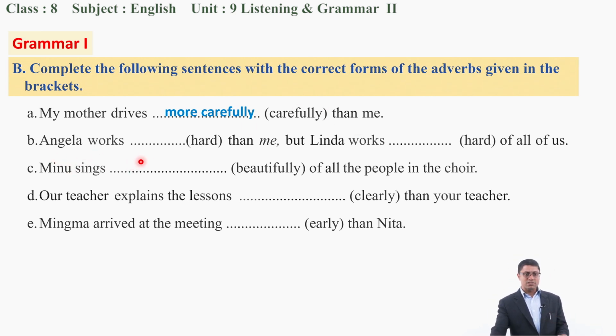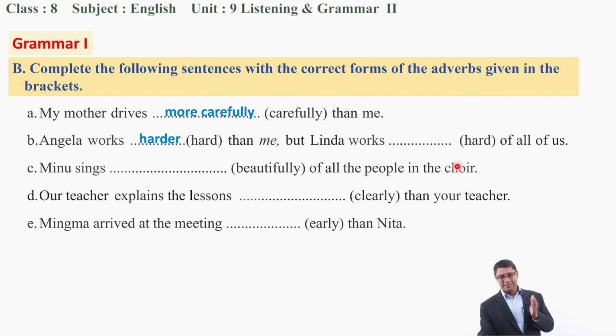Angela walks, hard in the bracket, blank space, then me. But Linda walks, blank space, of all of us. See there, in both the blank spaces, you are going to use the form of the same adverb hard. Now, let's look at the first. Angela walks, then me. Which form? Comparative or superlative? Okay, that's good. It's comparative because we are comparing Angela and me. That's why your answer will be harder.